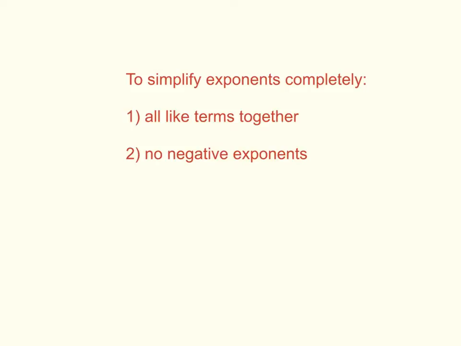Now, the first thing that we need to address is how to tell when you're done. How to tell when you're done simplifying monomials is you need all like terms together, so all numbers with numbers, all x's with x's, all y's with y's, and you want no negative exponents. You always want to leave your answer with positive exponents. So all like terms together, no negative exponents. That's how you know you're done.